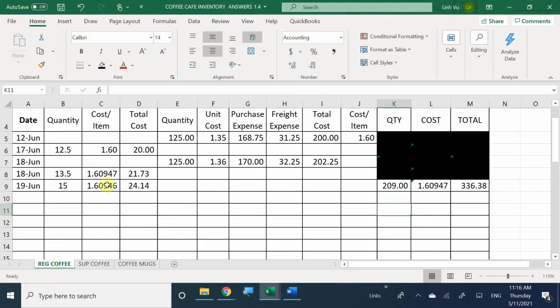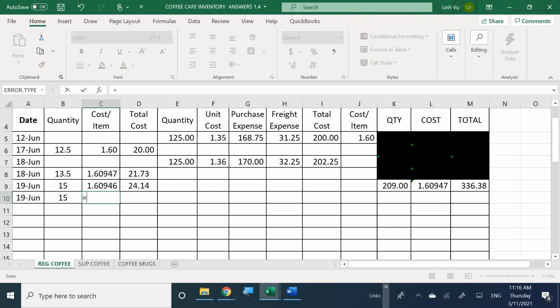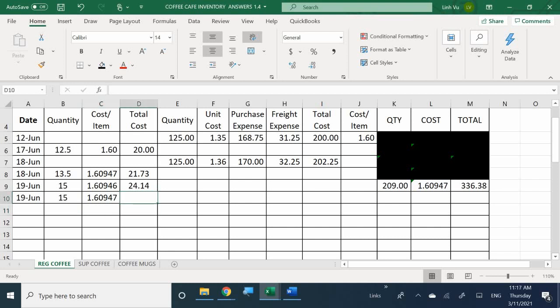Here we are. Regular coffee. Once again, we sold it. We sold 15 pounds, or used 15 pounds. At what cost? 1.60947. So you will have to use your equal round formula once again. So what is the total amount? 24.14. Another 24.14. So that 10,000th of a penny didn't make a difference.